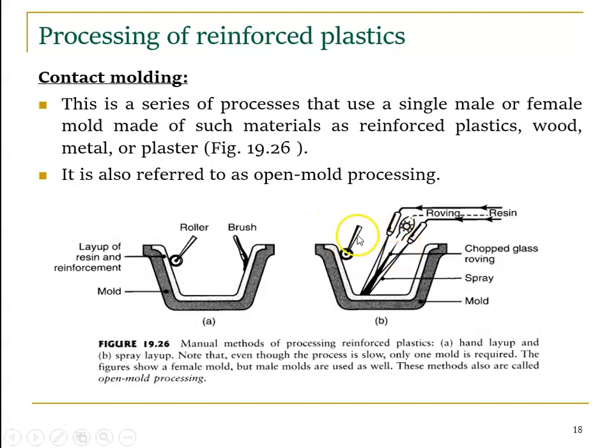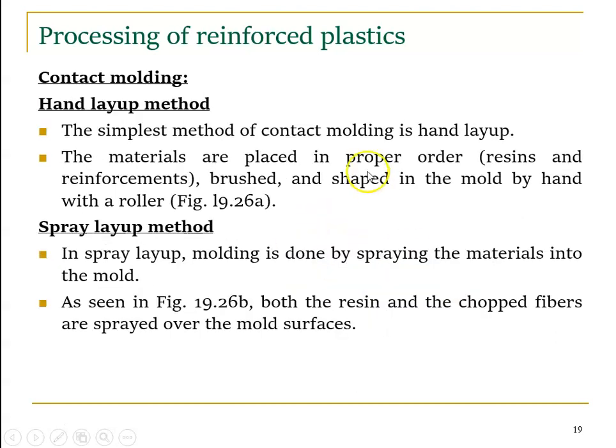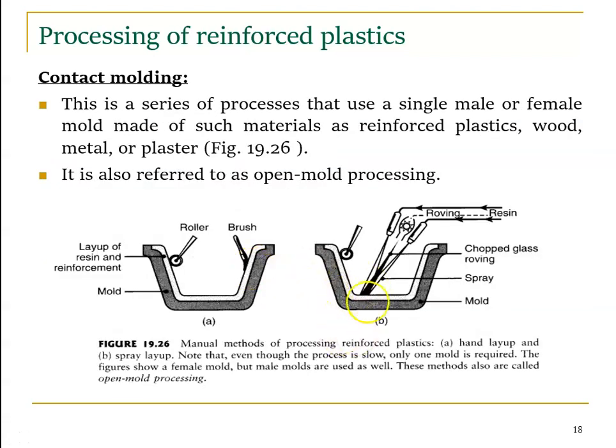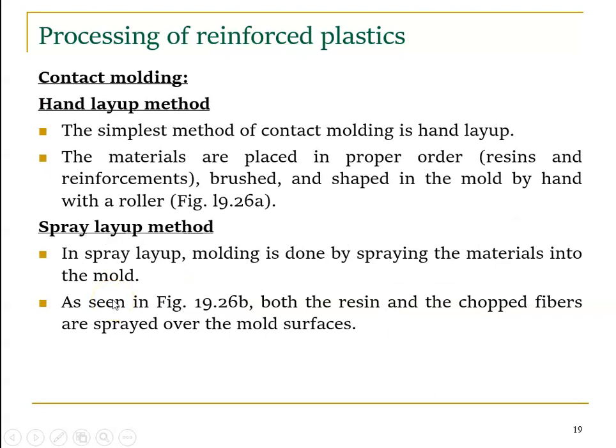Instead of manual hand lay, we use some spray type. We apply some pressure over the fiber and it will deposit over the mold. The simplest method of contact molding is the hand lay method. The materials, resins and reinforcement, are placed in proper order and shaped in the mold by hand with the roller. In spray lay, molding is done by spraying the material into the mold, as seen in figure 19.26b. This one is the spray method, and this one is the hand lay method. The resins or the chopped fibers are sprayed over the mold surfaces.